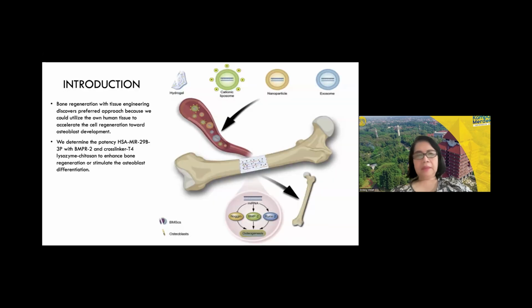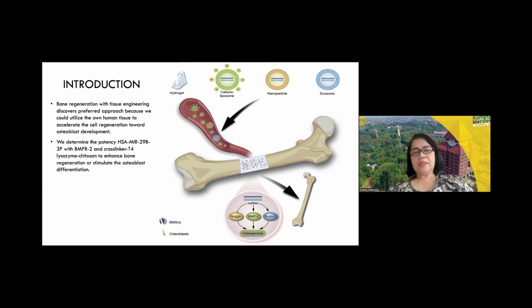As an introduction, the field is about tissue regeneration for bone. Bone regeneration with tissue engineering is a preferred approach because we can utilize the human body itself to accelerate cell regeneration toward osteoblast development. Here we determine the potency of microRNA 29B3P with bone morphogenic protein 2 and cross-linker T4 lysozyme chitosan to enhance bone regeneration or to stimulate osteoblast differentiation.